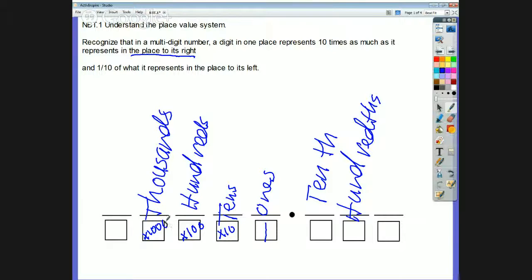And going in the opposite direction on the place value system, we can say that if the ones place is this size, it's 1, then the tenths place is 1 divided by 10. It's only 1/10 the size. The hundredths place would be the ones place divided by 100. And we can go even smaller into the thousandths place and say that this place here is 1 divided by 1,000.